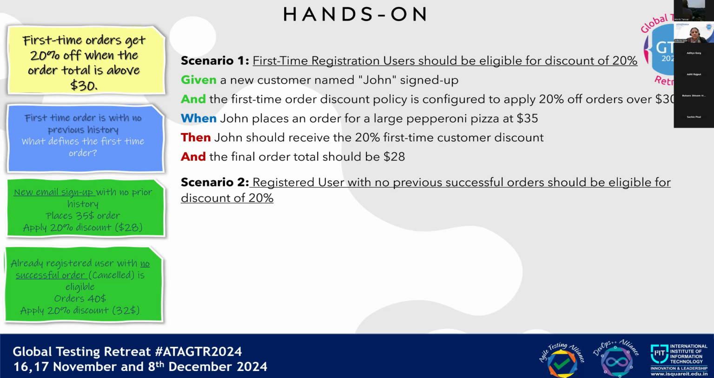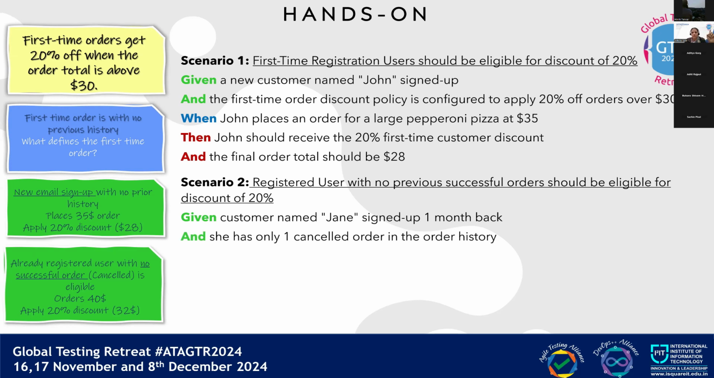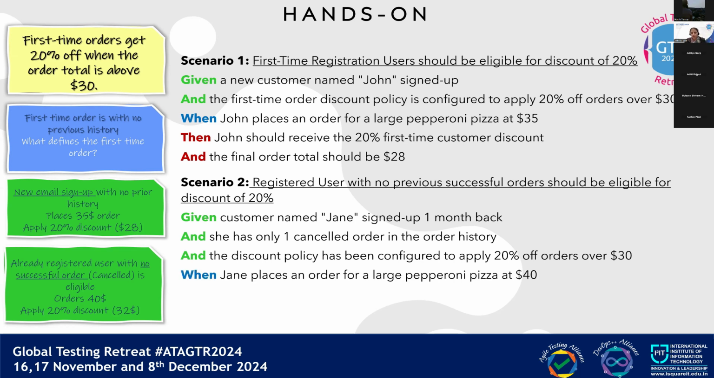Next one is: a registered user with no previous successful order should be eligible for a 20% discount, right? So the way to pen down this scenario: Jane has signed up one month back and she has only one cancelled order. Even this particular customer will be eligible for the 20% discount. Now it's up to the product owner to decide the functionality, whether they'll allow or not. Let's say Peter says yes for this. So this scenario becomes part of the development block, right?